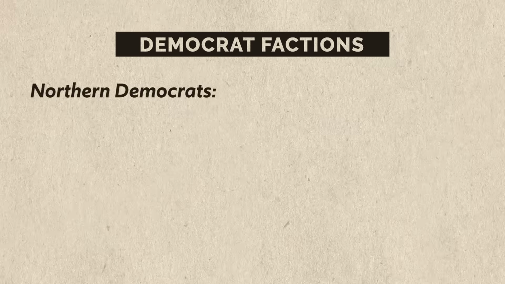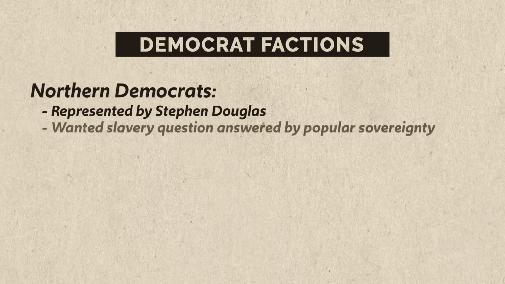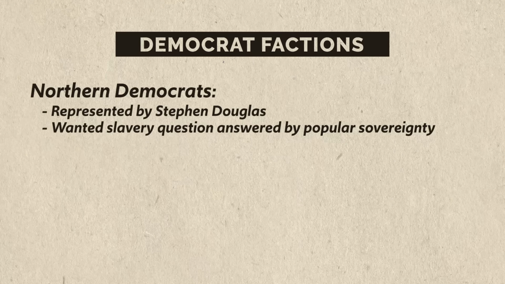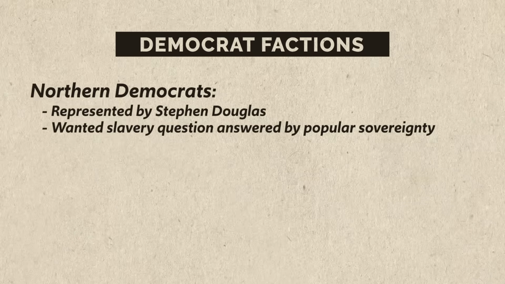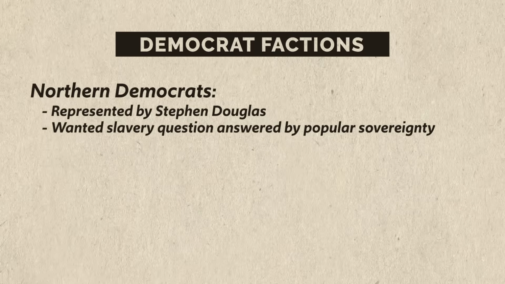Okay, so that's the basic outline of the presidential contest of that year, but here's where I tell you that it's a little more complicated than that. The Democratic Party was actually divided between a northern faction and a southern faction. There's actually a third faction too, but let's not get too complicated. The point is, the party was not unified going into the election of 1860, so the northern faction of Democrats, represented by Douglas, wanted the slavery question answered by popular sovereignty, which, by way of review, means that people living in the territory can decide for themselves whether to allow slavery.